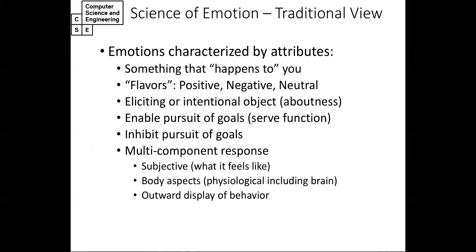And the classical view has three important aspects: subjectiveness, body aspects, and outward display of behavior. Missing from here is cognitive thought, because in the classical view, emotions happen to us, our responses are reactions, and so we're not constructing.